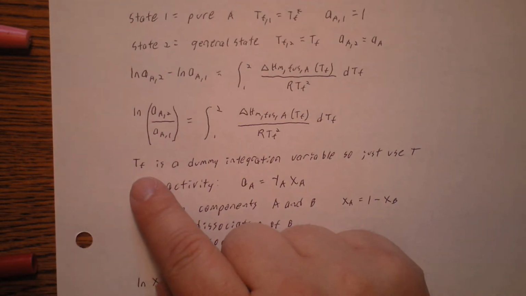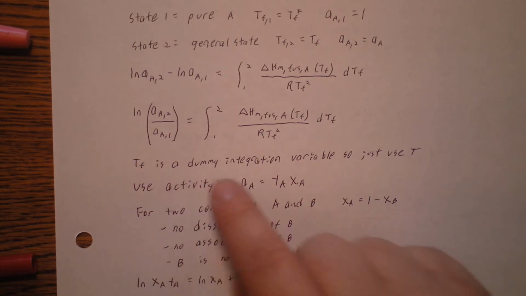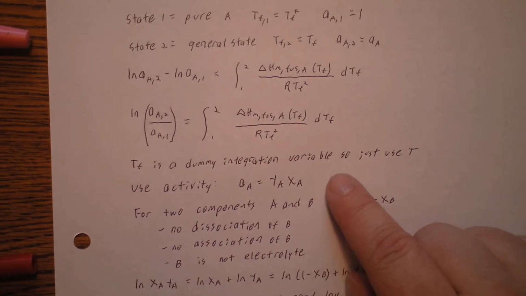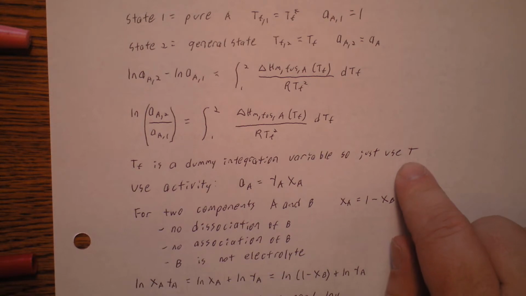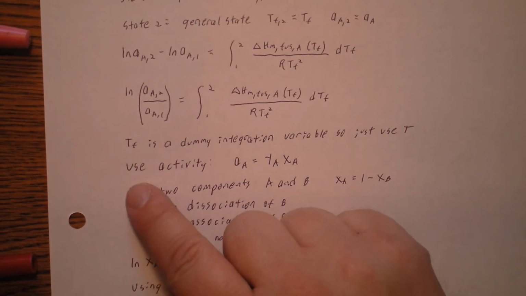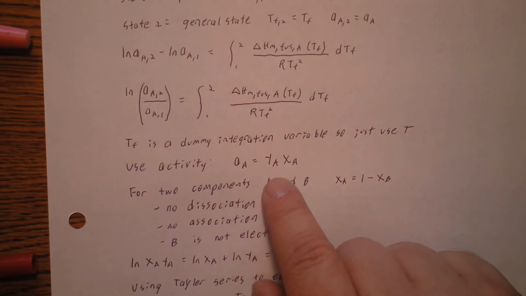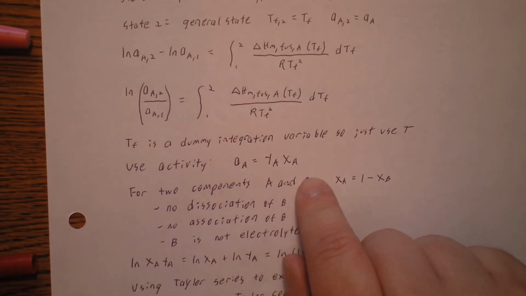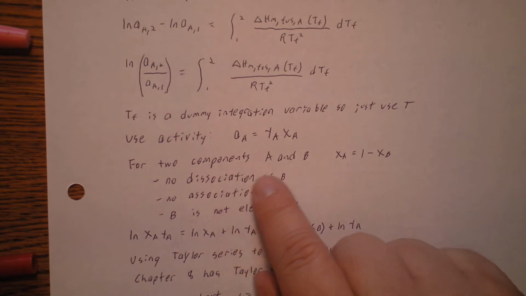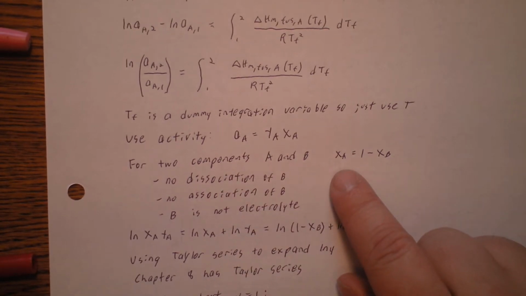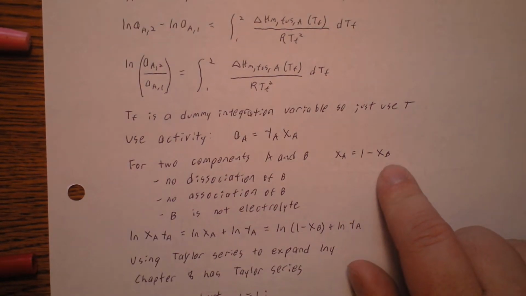Now since we're talking about the freezing point, we wrote temperature of freezing as a dummy integration variable. But it can be whatever temperature, so we're just going to call it T from now on to simplify a bit. So we're going to use activity. Remember, the activity of A is equal to gamma of A times chi A. So let's say we have two components, A and B. Remember, chi A then would be 1 minus chi B.